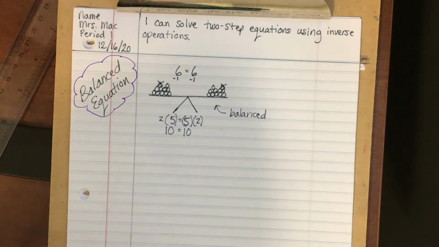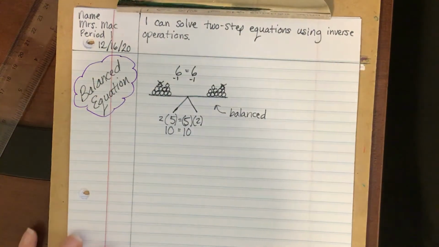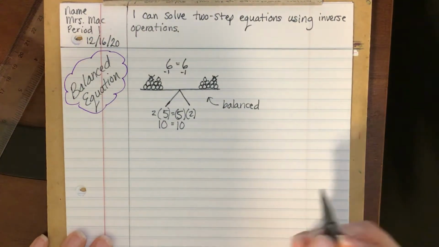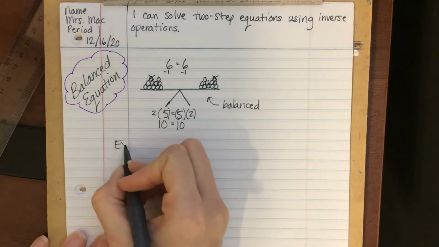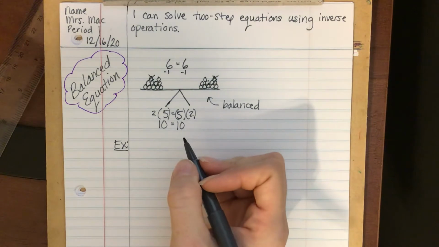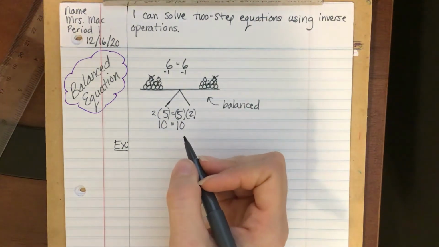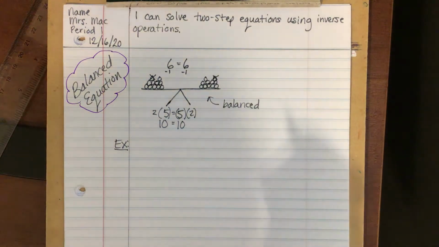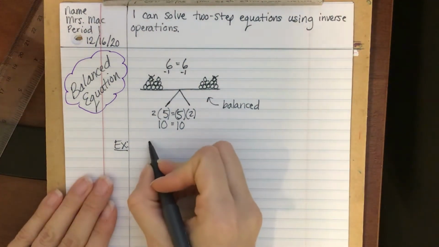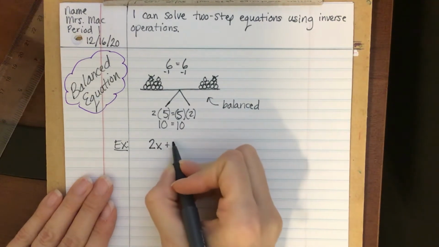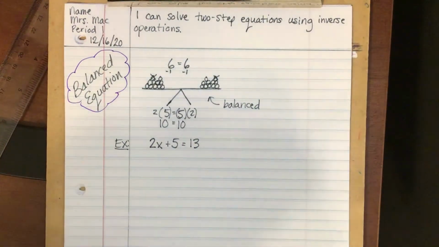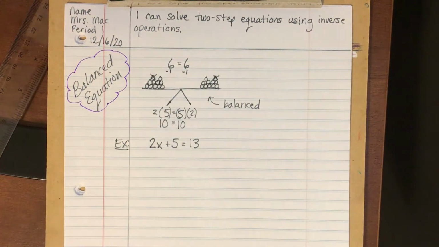So what I'm going to do now is an example, and as I'm doing the example, I'm going to talk you through keeping it balanced, and we'll write some notes in there as well, okay? So we're going to apply this to our equations now. All right, so here's a very basic equation. I'm sure you guys could solve this in your head, but we're not going to solve it in our head. We are going to use inverse operations to keep our equations balanced.